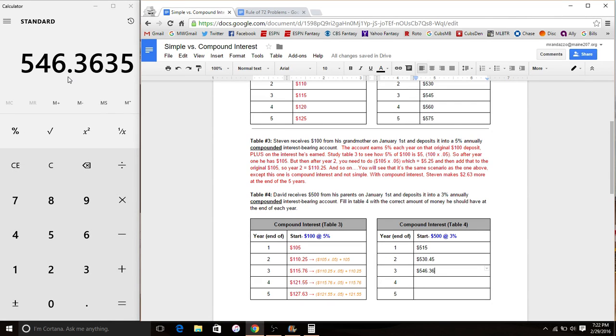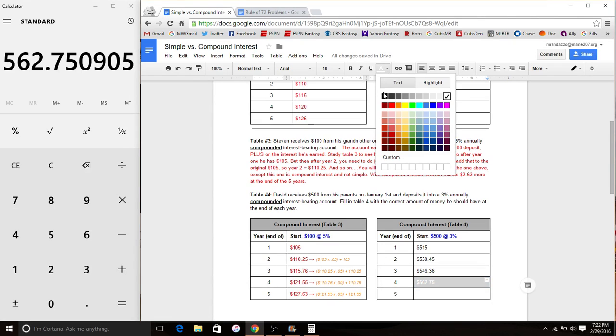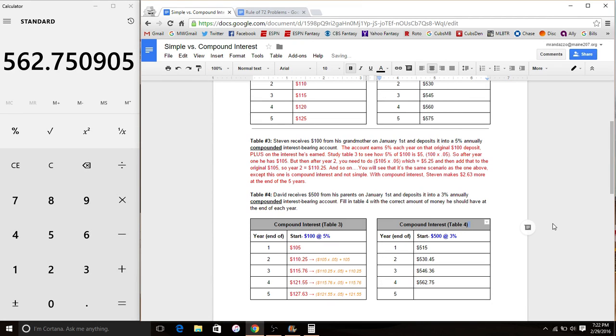All right, so we keep that up there. What do we do with this part? We multiply by 0.03. So in year 4, remember, at year 1 he was only making $15 interest. Year 4 now he's making $16.39 in interest. That's pretty good. So what do we do with this number? We just add it to the previous one, plus 546.36. So our total for year 4 is $562.75.